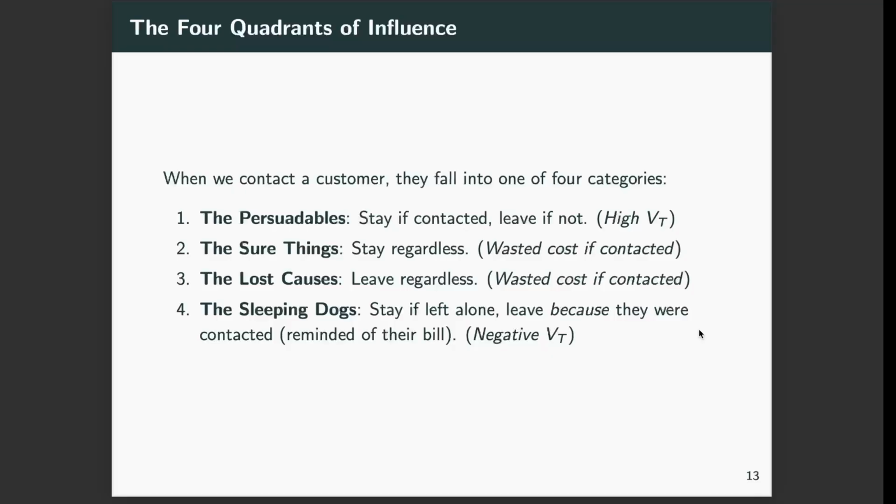So of the 4 types of customers, only one type, the persuadables, is worth targeting. Level 1 and Level 2 thinking cannot distinguish between these 4 types.